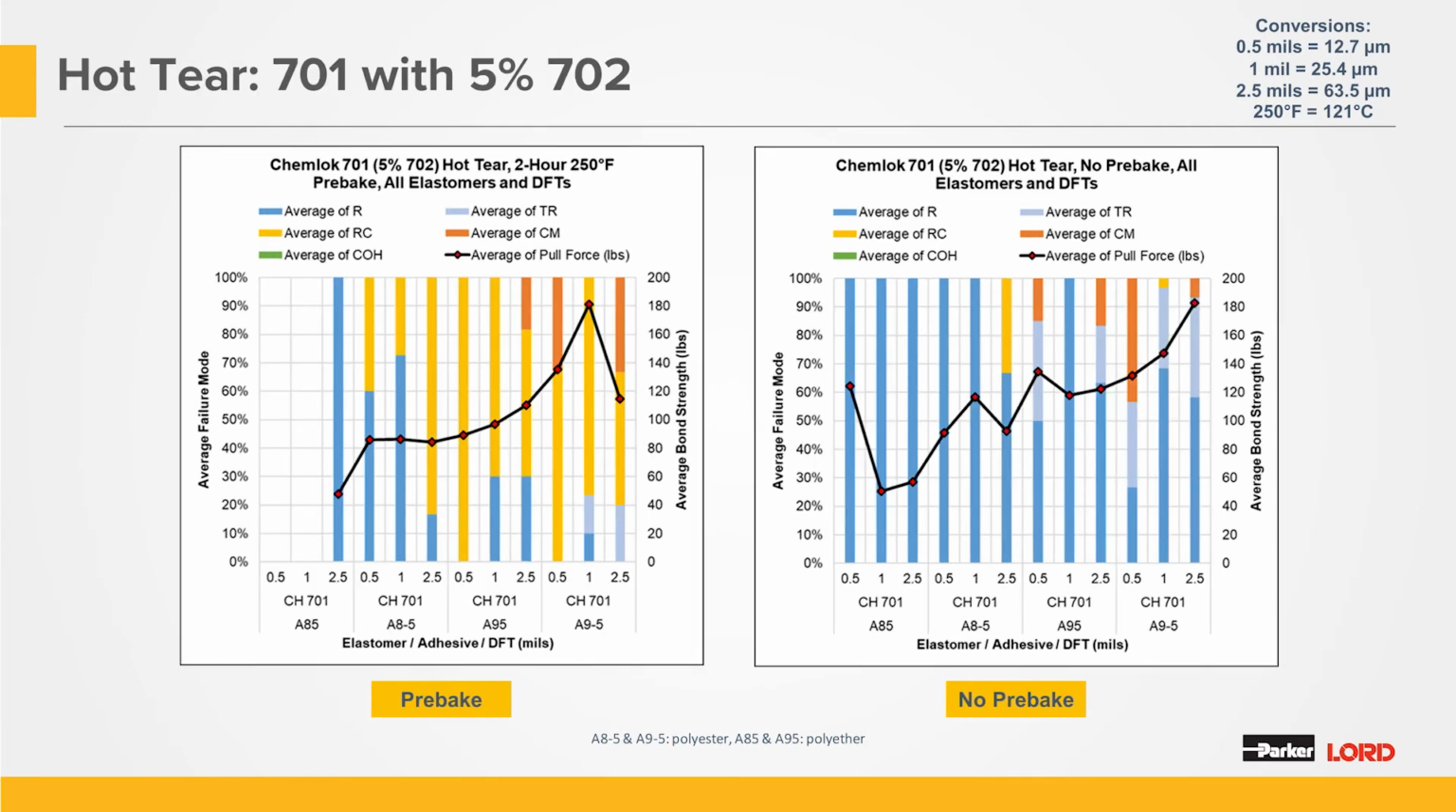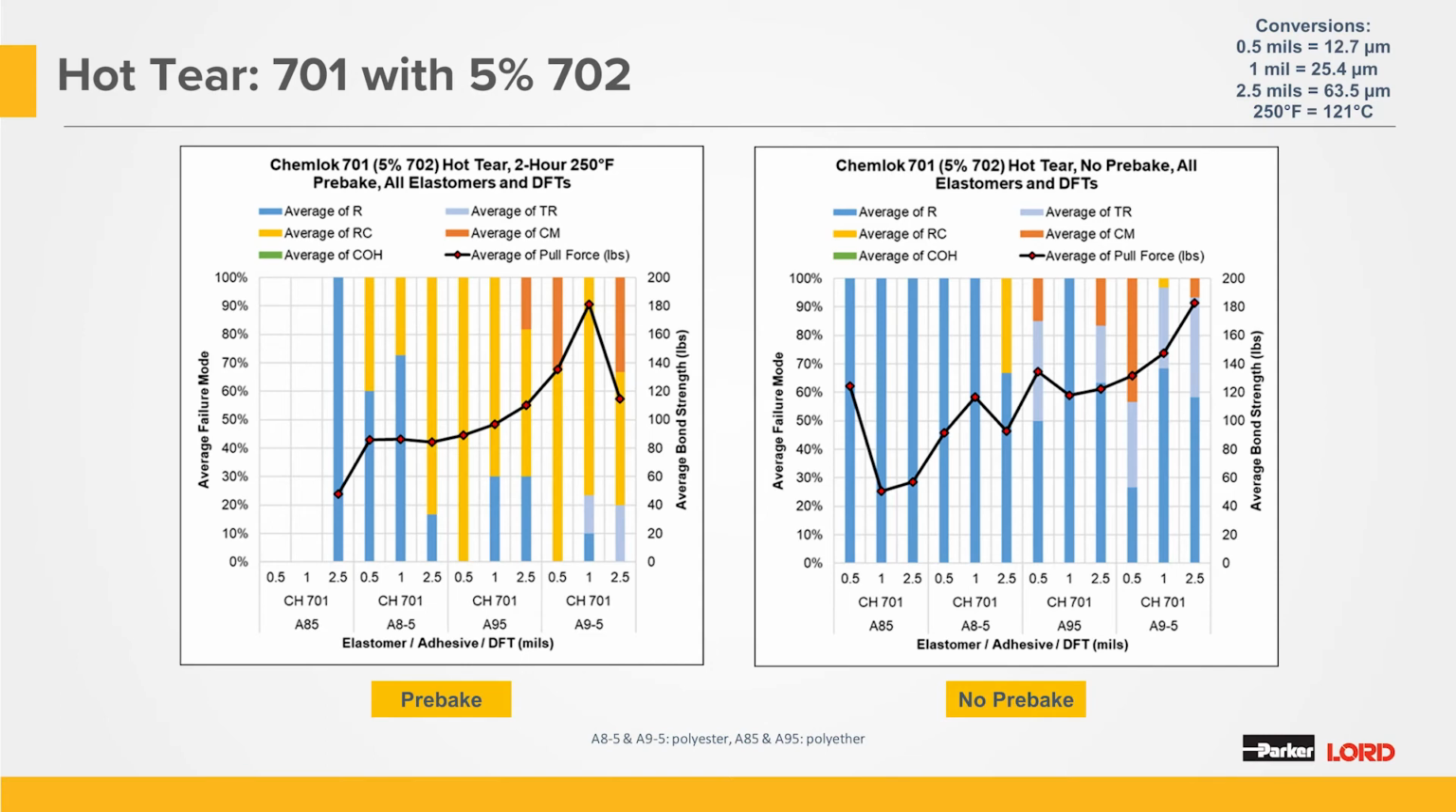Now reviewing hot tear results at 5% Chemlok 702 ratio. Generally, the rubber retention is higher for the lower durometer compounds under both pre-bake conditions. We see mostly rubber retention with no pre-bake, and the ratios of rubber tear are higher without pre-bake than with pre-bake, as we saw with the 2.5% ratio. The quantity of rubber to cement failure is even higher with pre-bake for 5% than 2.5%.